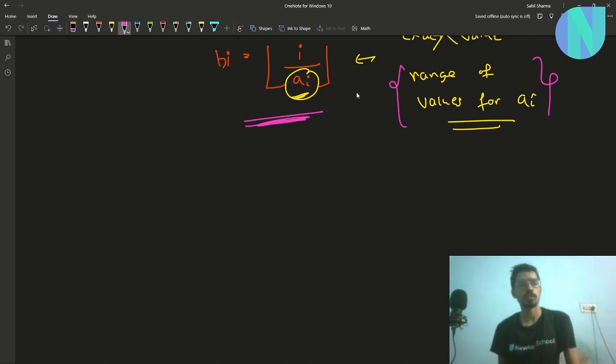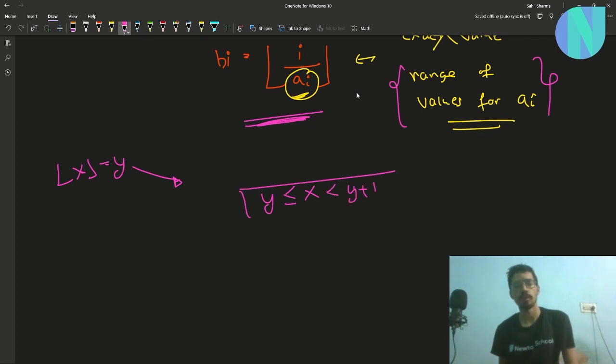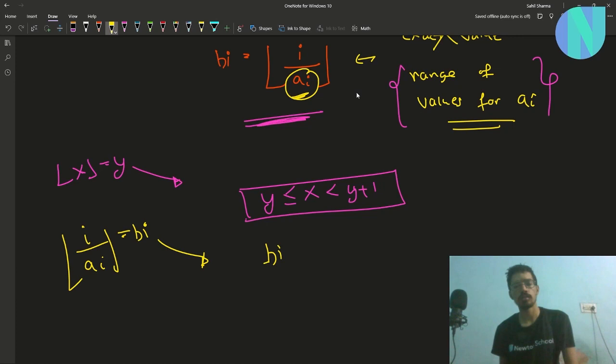If you are familiar with the floor function, you must have seen this. We know that floor of x is, let's say, equal to y. Then it's a very well-known property that if floor of x is equal to y, then x must lie between y and y plus 1. That is, x must be greater than or equal to y, and it must be strictly less than y plus 1. We already know the formula, that is floor of i over ai is equal to bi. If we apply the same thing here, we get bi is less than or equal to i over ai, which is less than bi plus 1. So using the same formula, we got the following inequality.